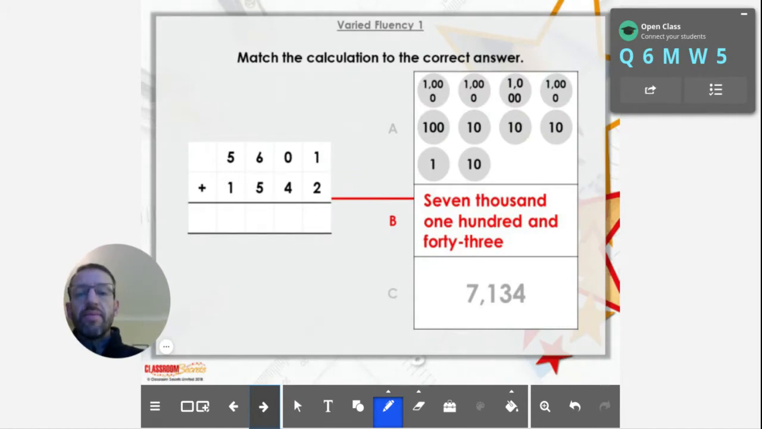Okay, adding them up, I've got 3, I've got 4, I've got 1, and I've got 7.